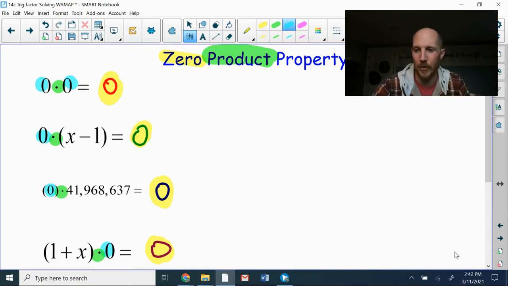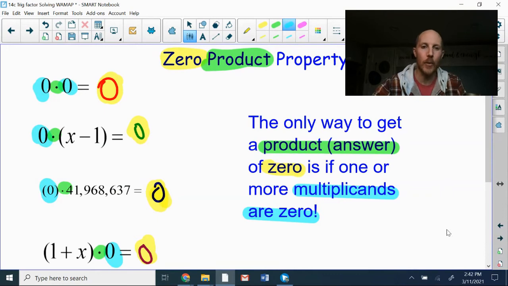That, by the way, has a special math name. It's called a multiplicand. And that is the only way that we can get 0 for an answer to a multiplication problem. The only way that happens is if at least one of the multiplicands is 0. Of course, these examples only had 2 multiplicands, but there might have been more. At least one of them has to be 0. It's the only way this works.